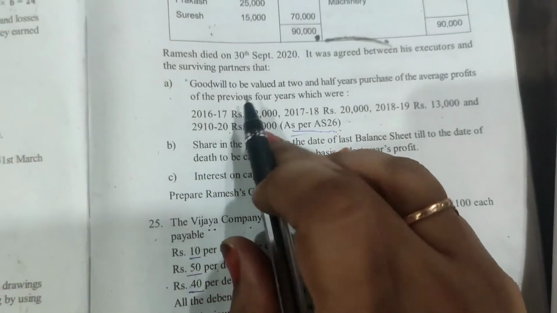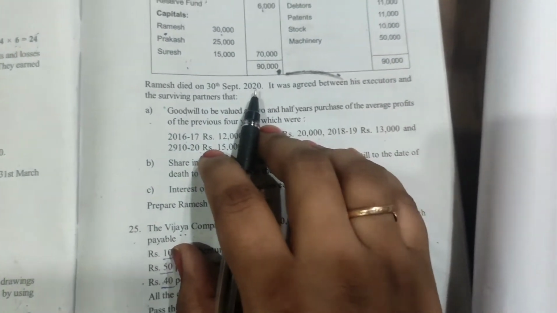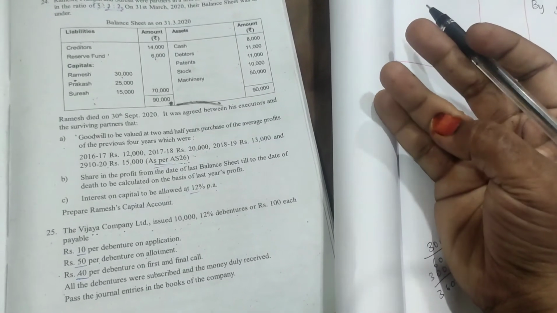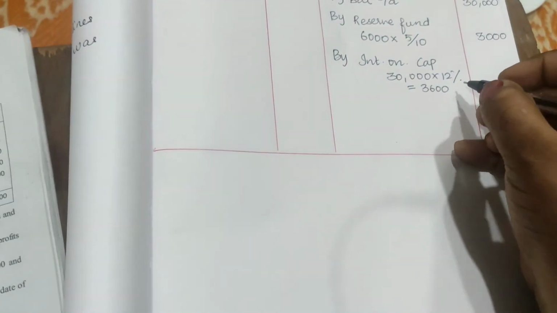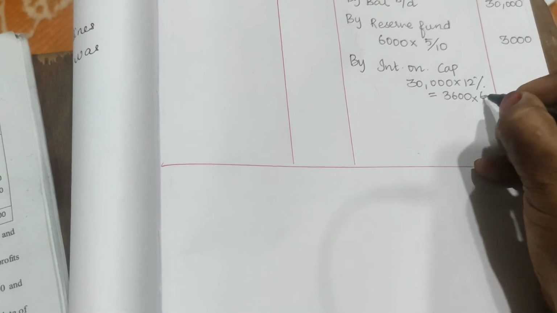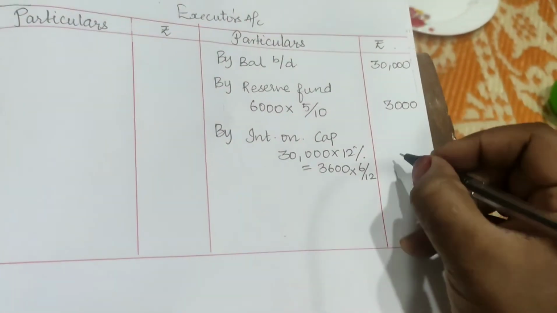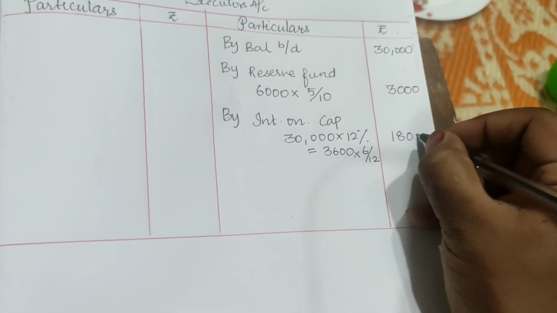But he died on 30th September 2020. So from April, May, June, July, August and September, it means 6 months. So 3,600 into 6/12, so we are going to write 1,800.